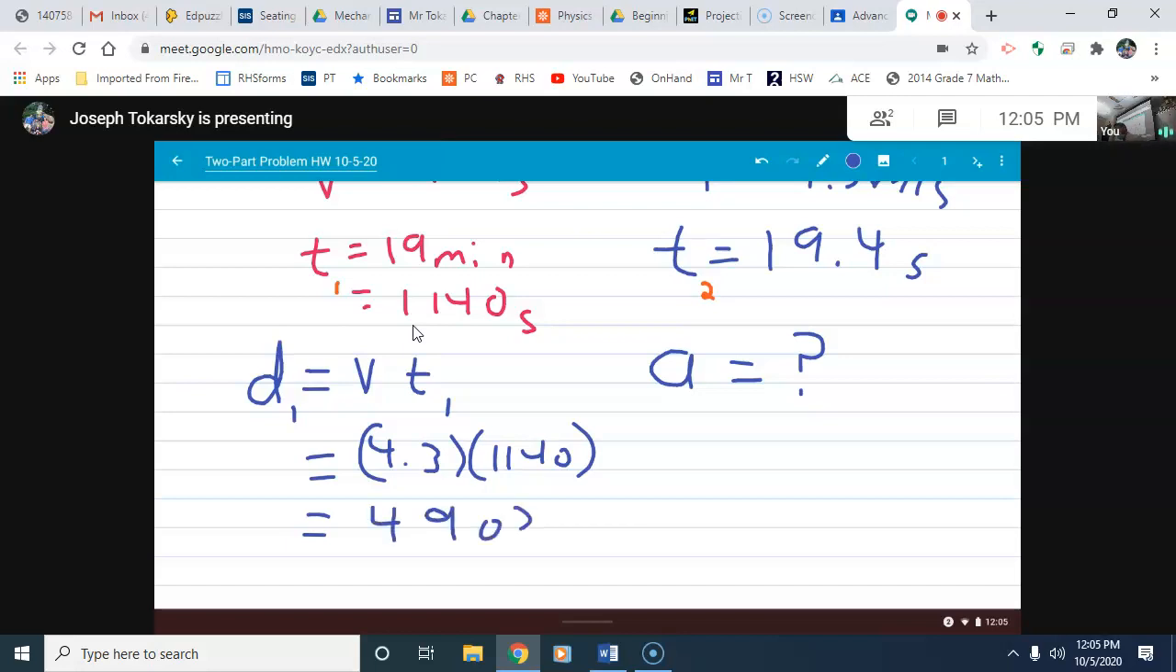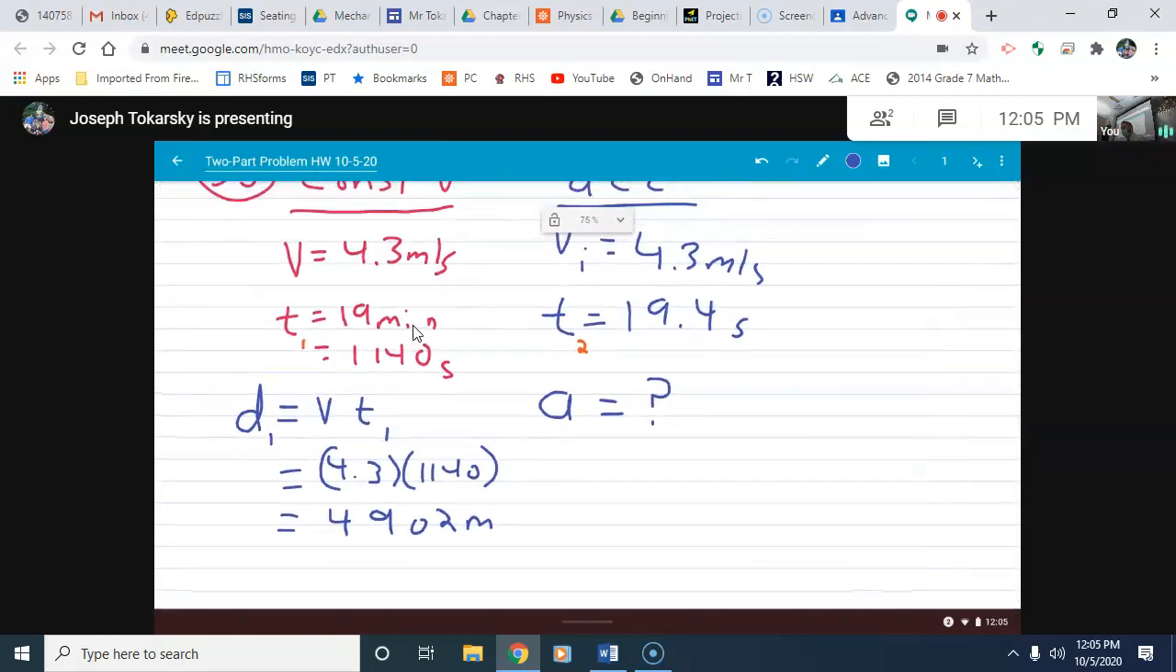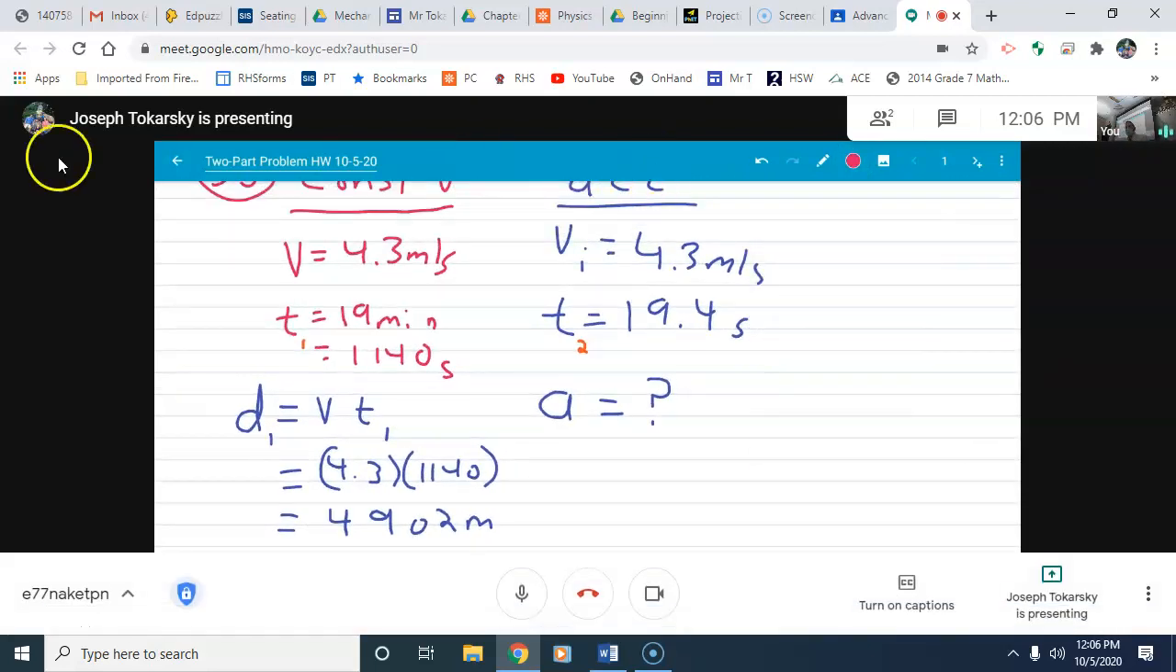Good. 4,902 meters. Now, how in the heck does that help me? We need it, but why? That's the D for the constant velocity part. That doesn't directly help me here yet. Carly?